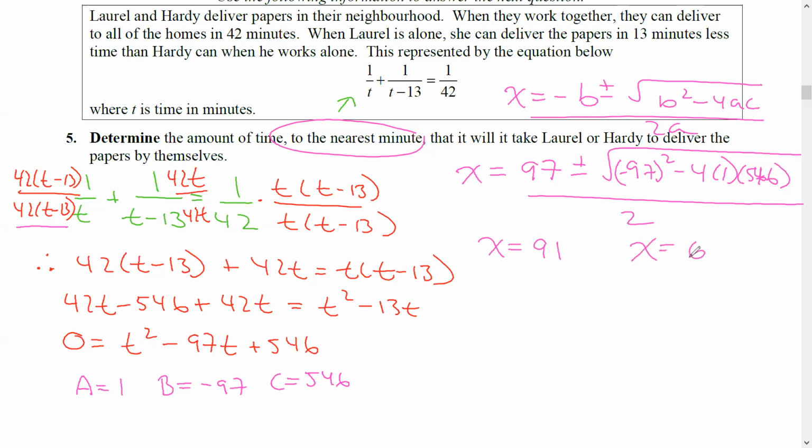Okay, I was expecting them to the nearest minute. I guess that is the nearest minute, 91 and 6. Okay, but those aren't my answers. Because I know back here, t minus 13, well, I know t has to be greater than 13, right? That's what that's telling me. T has to be greater than 13. That's my restriction. So in fact, I'm going to cross this off. That's extraneous.